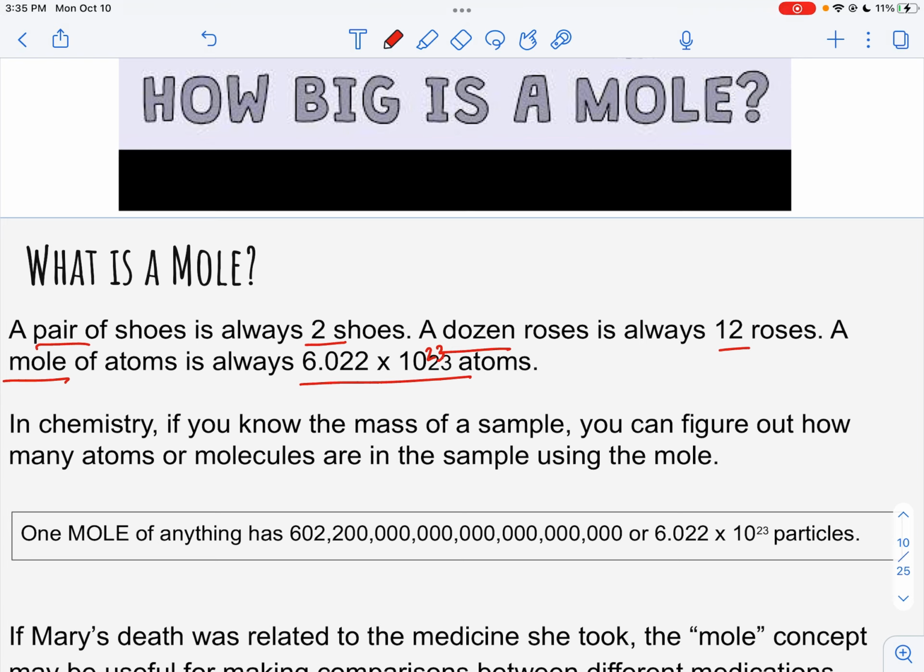So anytime you see the word mole, we are going to just know that that's equal to 6.022 times 10 to the 23rd things, is the way that I like to think of it. So it doesn't matter what we're talking about. It can be a mole of donuts, and that means you have 6.022 times 10 to the 23rd donuts. So a mole is just another word like dozen. It just refers to a number of things.